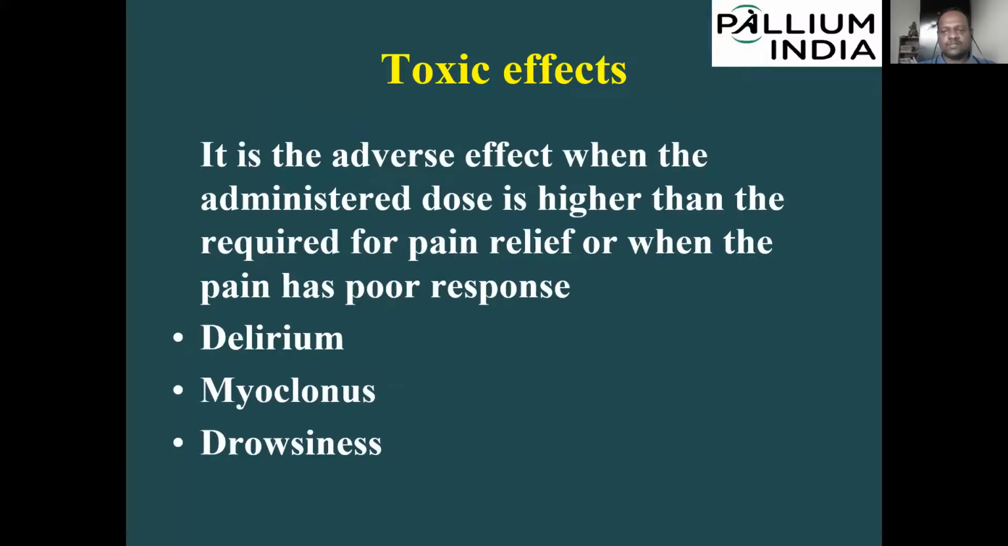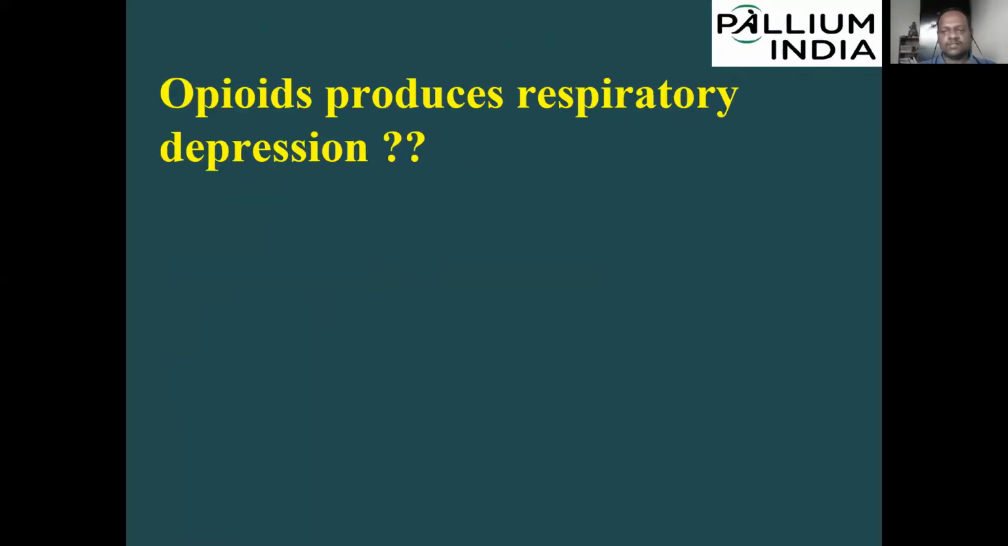Next are toxic effects. What are toxic effects? It is the adverse effect when the administered dose is higher than the required dose for pain relief. This will be manifested as delirium, myoclonus, drowsiness, pinpoint pupil, etc. So if the patient has delirium, myoclonus, or drowsiness, that means the dose you are giving is more than required. So you have to reduce the dose of morphine.